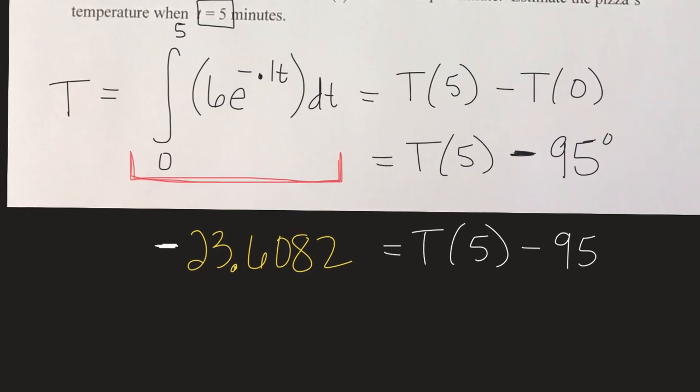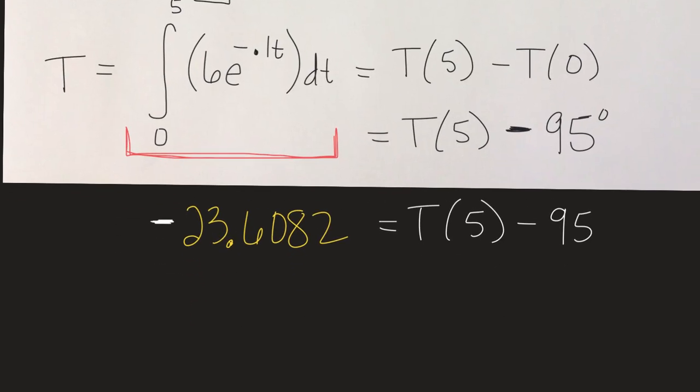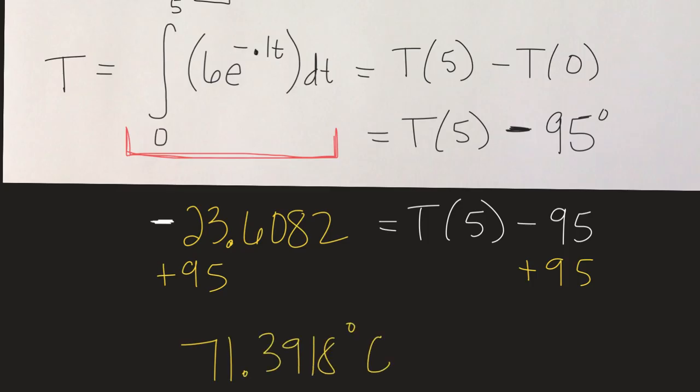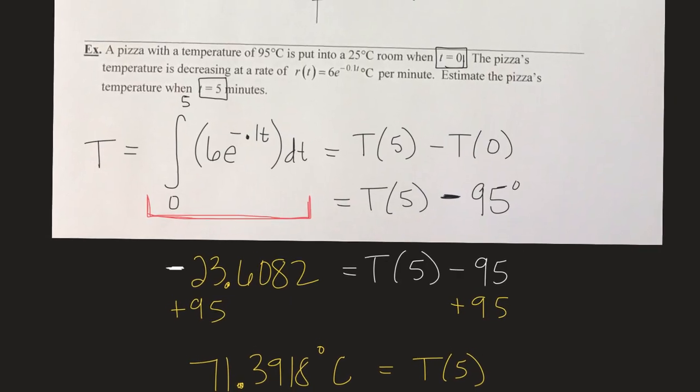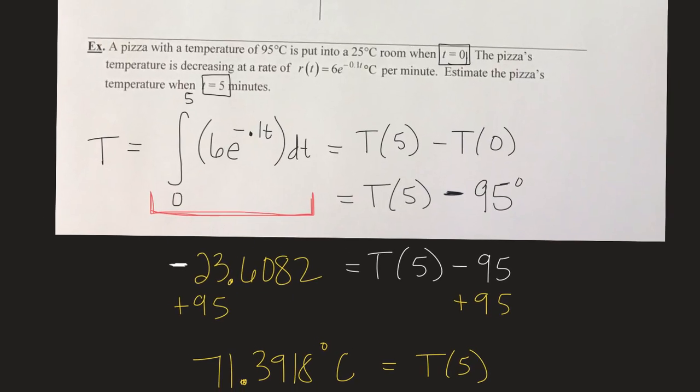So we have a negative 23 degree decrease of temperature. So when I subtract that 23 from my 95, what do I get? I have a temperature of 71.3918 degrees Celsius. Right? This is not Fahrenheit degrees. This is Celsius degrees after 5 minutes. Okay? Very good job. That's how we're going to use our fundamental theorem of calculus.